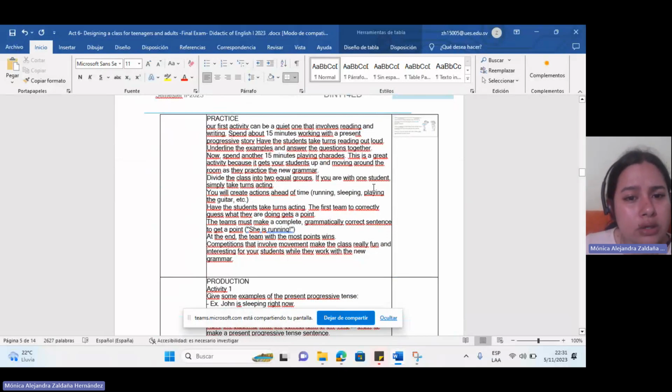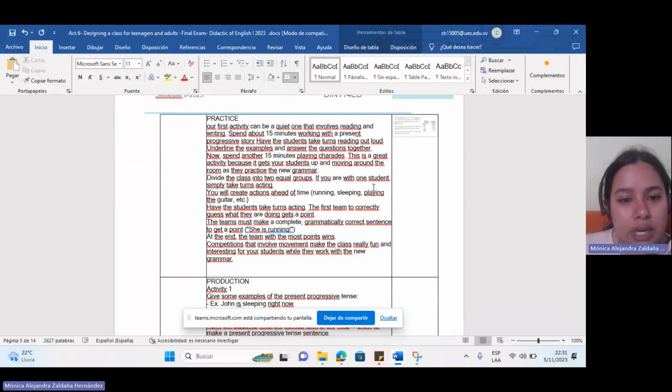This is a great activity because it gets your students up and moving around the room as they practice the new grammar. Divide the class into two equal groups. If you are with one student, simply take turns acting. You will create actions ahead of time: running, sleeping, playing the guitar.